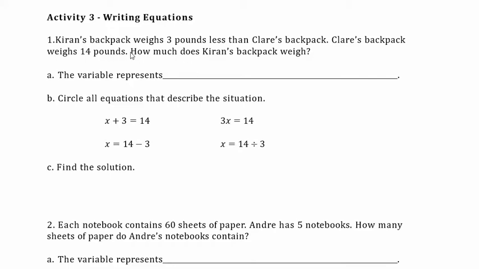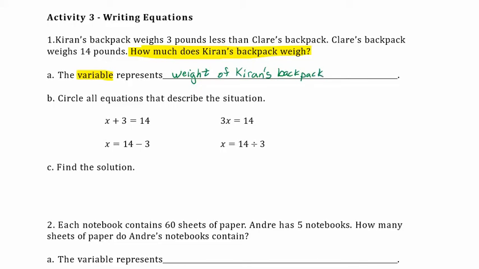So what we don't know is generally what we're being asked for. How much does Kieran's backpack weigh? We don't know that. So we need a variable to represent that value. You can pick whatever variable you want. Down here in part B, we see a bunch of equations and they all have the variable x. So let's go ahead and choose the variable x. And the variable is going to represent the weight of Kieran's backpack. So let's write that down. And we want to think about what unit of measurement is going to be used. Weight of Kieran's backpack.